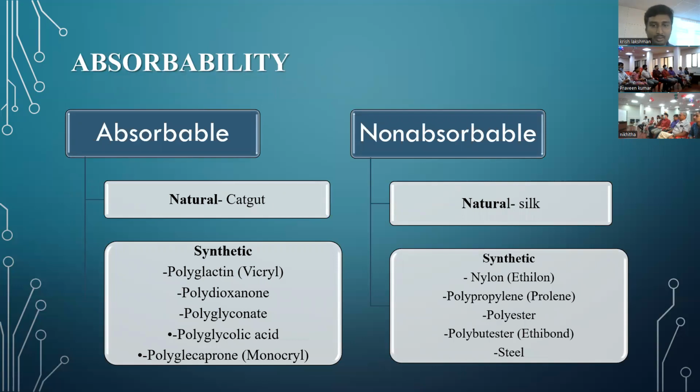Sutures can be classified into two types, absorbable and non-absorbable. Based on the nature of the suture, it is of two types, natural and synthetic. In natural, the suture has natural antigens and can incite an inflammatory reaction. Examples are catgut and silk. In synthetic, it is an inert suture and doesn't incite any inflammation. Examples are polyglactin, polydioxanone, polyglyconate, polyglycolic acid, nylon, polypropylene, polyester, polybutester, and surgical steel.